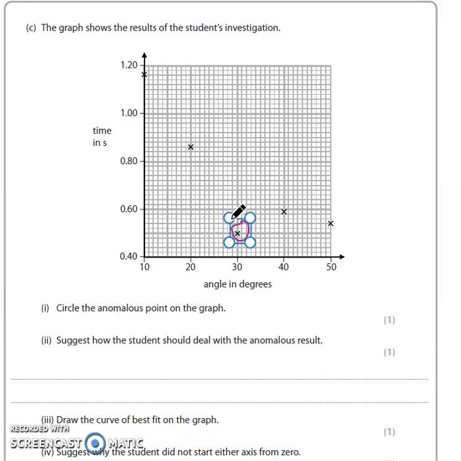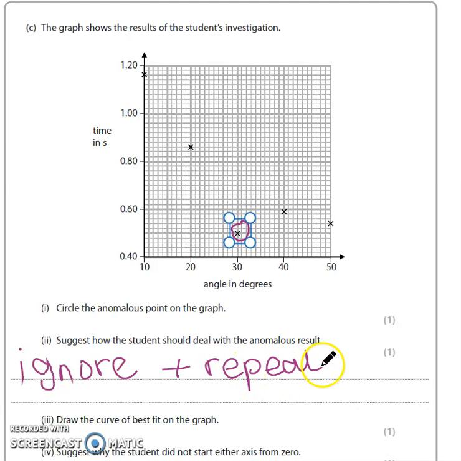Suggest how the student should deal with the anomalous result. So, first of all, they would ignore it and not include it in any line of best fit or further data analysis. And then they would repeat that 30-degree angle in order to get a result that maybe fits in with the pattern a bit more.